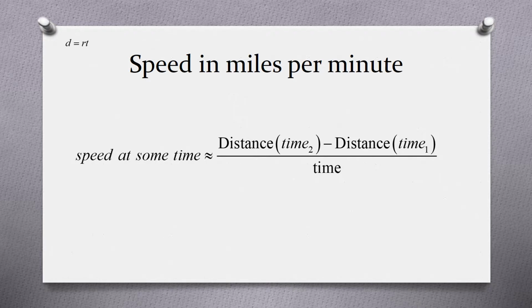So let's look carefully. We're still dealing with that d equals rt, but we've adjusted it a little bit. On the left, we have speed at some time is approximately the distance at a certain time minus the distance at a different time, all divided by the time we've spent traveling. So notice in the numerator, on the right hand side of our approximation here, we have the distance of our second time minus the distance of our initial time.